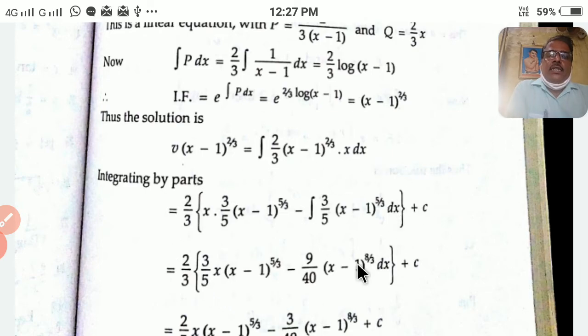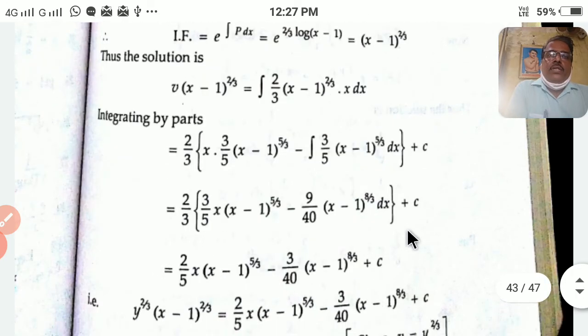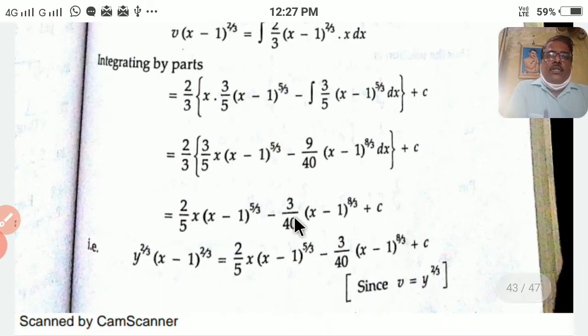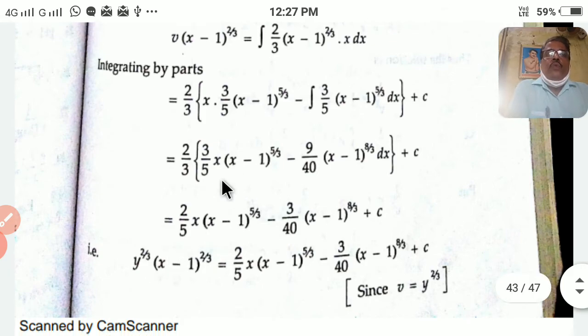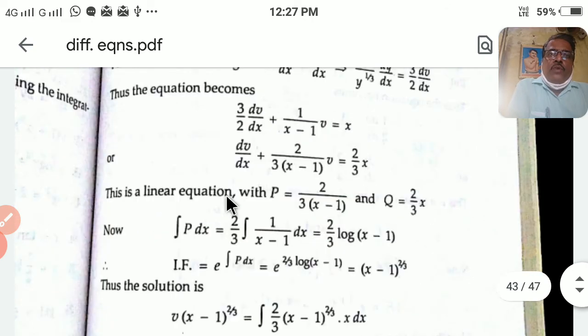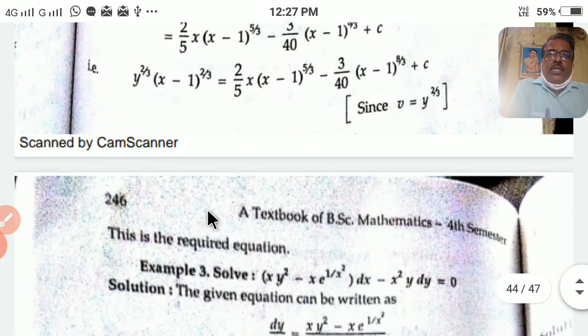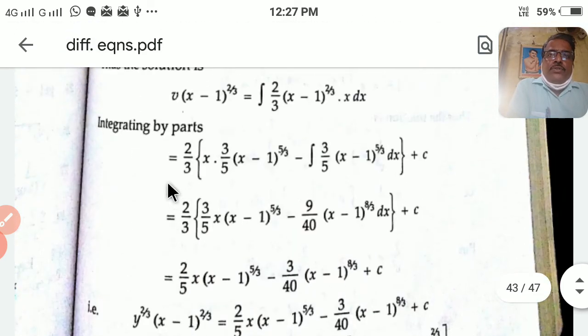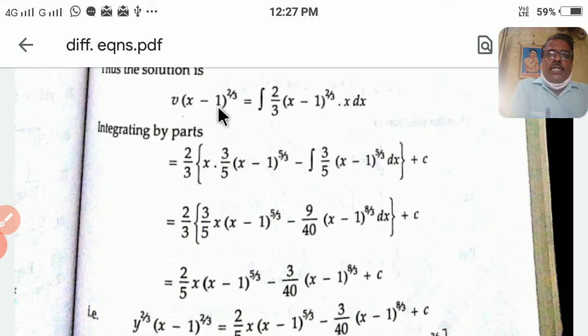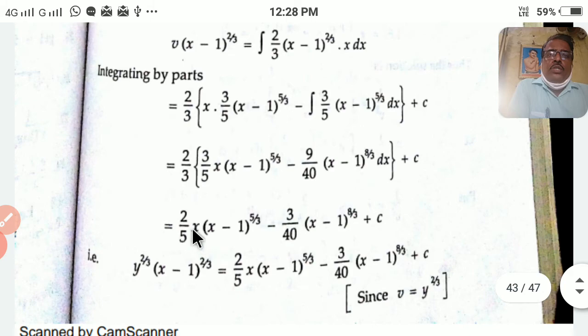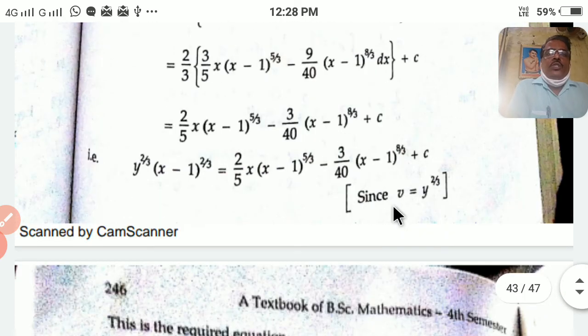Next, simplify this term, and you will get this one. After that, put v equal to y^(2/3), because here we have taken y^(2/3) = v. So now resubstitute the value of v: y^(2/3) (x-1)^(2/3) is equal to whatever you have simplified here. Then this gives the solution of the given problem.